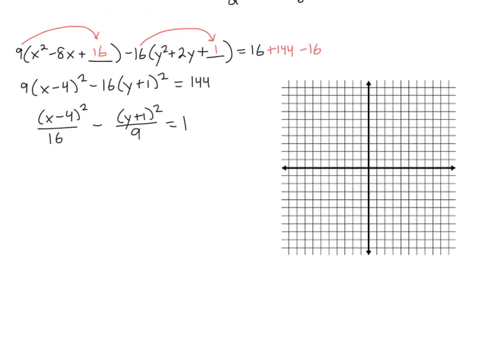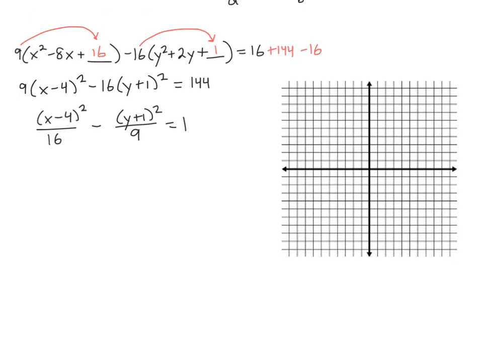Okay, so let's start by identifying our center. So our center again is going to be (h, k). So our center is at positive 4, negative 1. So we can start by plotting that point.